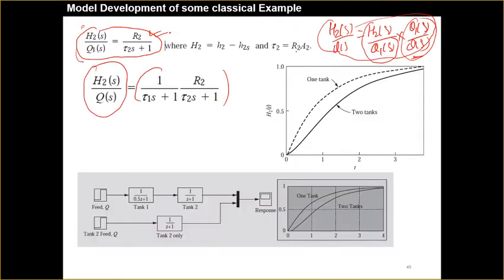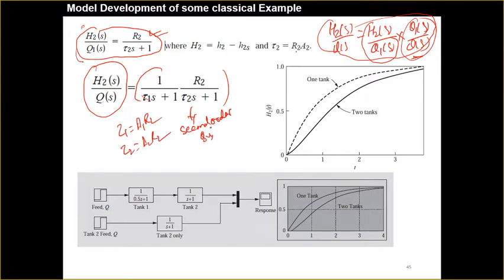Okay, right? So H2(s) upon Q(s) will come like this: H2 = 1 upon (tau1 s + 1)(tau2 s + 1). This is a second order system, yes or no? Second order system. And what is tau 1? Tau 1 is simply A1 R1. And what is tau 2? Tau 2 is equal to A2 R2.